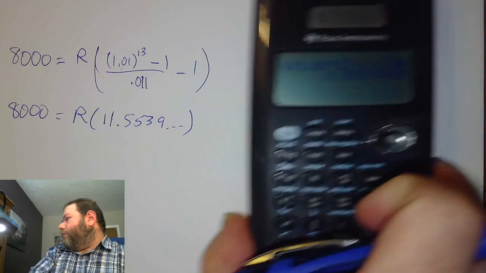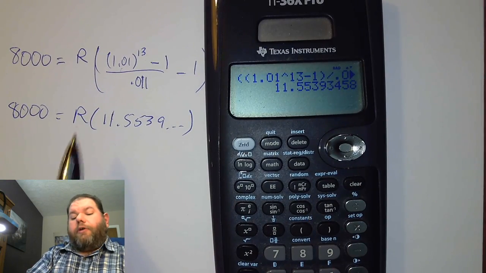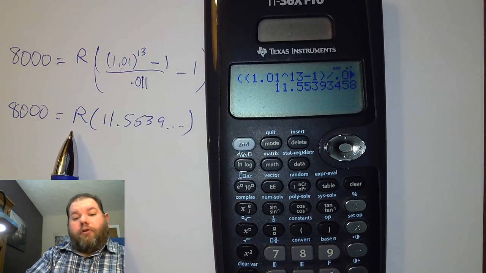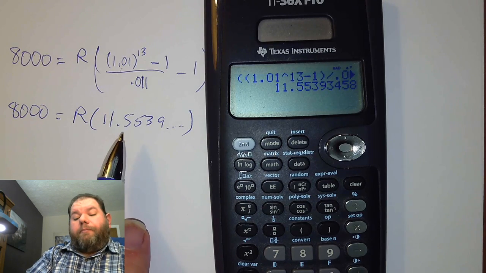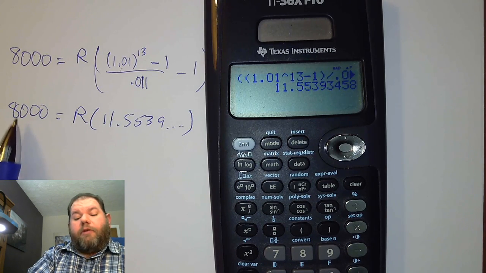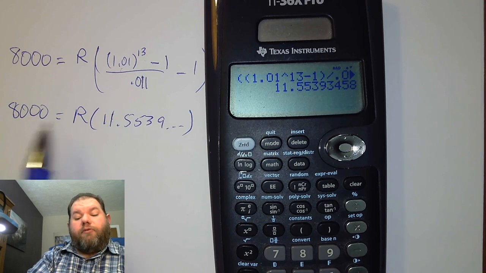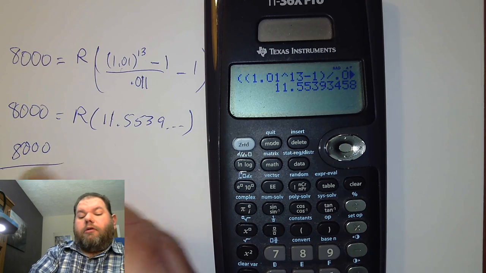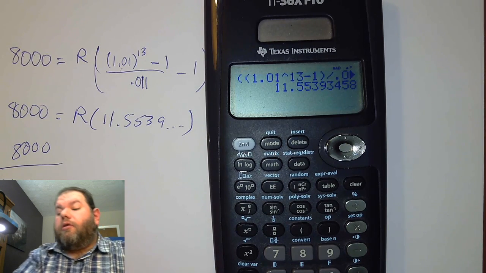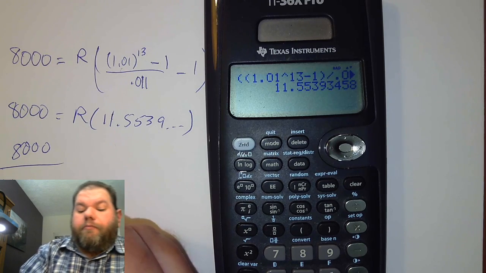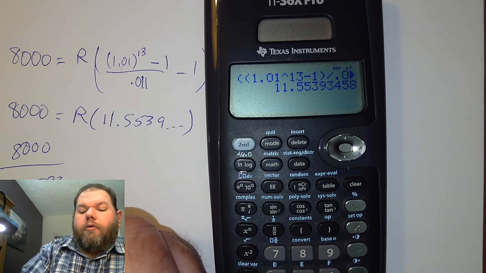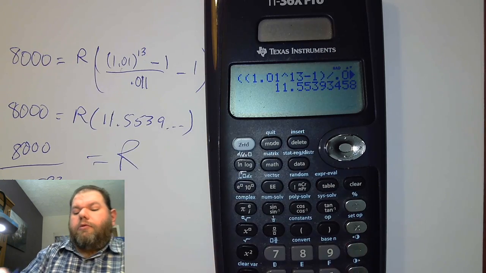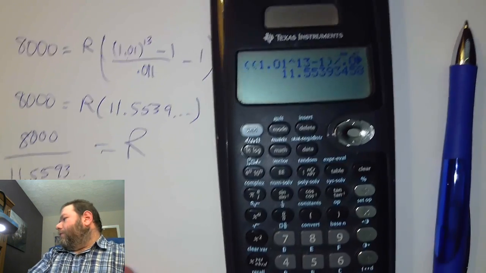Now, looking at what has to happen here in order to solve for R, which I assume is the payment or the monthly deposit, whatever it is, we would divide this number, 8,000 divided by this number, if we move this one over. Okay. There you go.